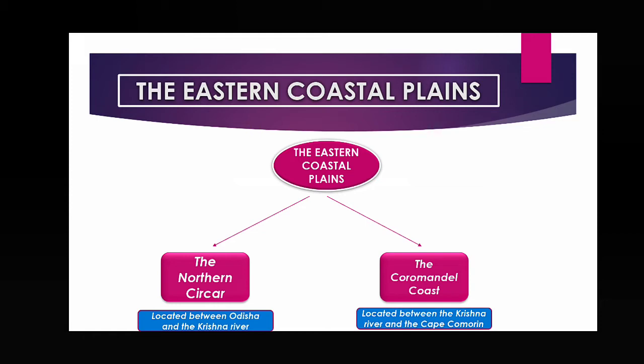So the eastern coastal plain is again mainly divided into two divisions: the Northern Circars and the Coromandel coast. Northern Circars means it starts from the Odisha coastal region and ends in the Andhra Pradesh coastal region. So that means from Odisha up to the Krishna river. And the Coromandel coast, that means it is the southern division of the eastern coastal plain. It is located between the Krishna river and Cape Comorin.